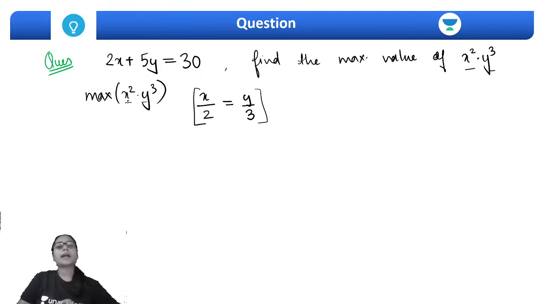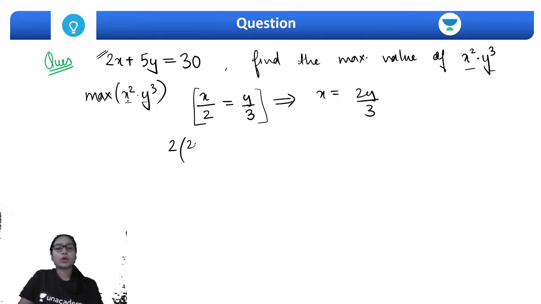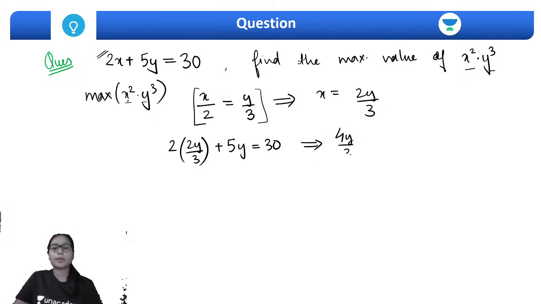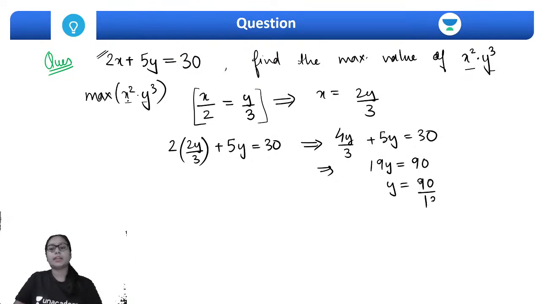So the maximum value occurs when x by 2 is equal to y by 3. From here I get that x is equal to 2y by 3. Let us substitute this value of x in the given equation. So we have twice of 2y by 3 plus 5 into y is equal to 30. Simplifying, 4y by 3 plus 5y is equal to 30. So 19y is equal to 90. So I get the value of y as 90 by 19.